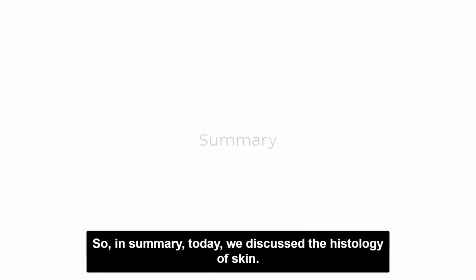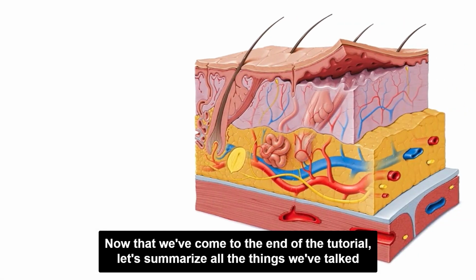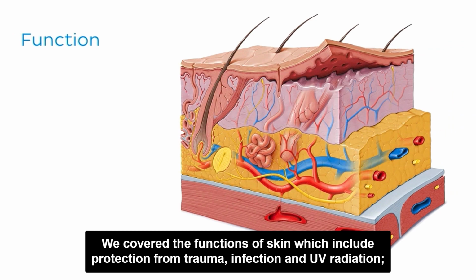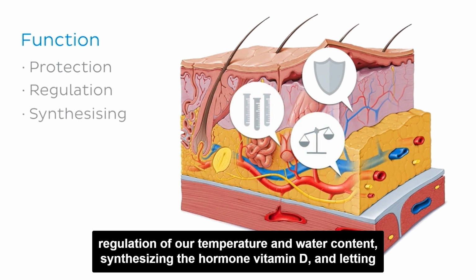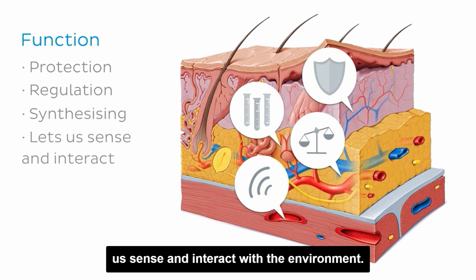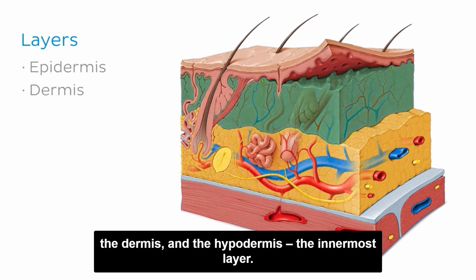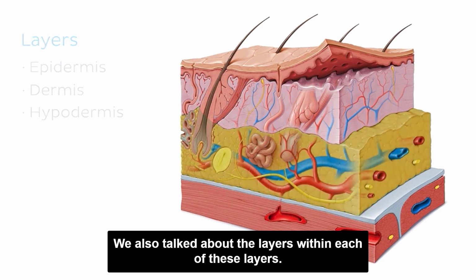So in summary, today we discussed the histology of skin. Now that we've come to the end of the tutorial, let's summarize all the things we've talked about today. We covered the functions of skin, which include protection from trauma, infection, and UV radiation, regulation of our temperature and water content, synthesizing the hormone vitamin D, and letting us sense and interact with the environment. We then introduced the layers of the skin, namely the epidermis, the outermost layer, the dermis, and the hypodermis, the innermost layer. We also talked about the layers within each of these layers.